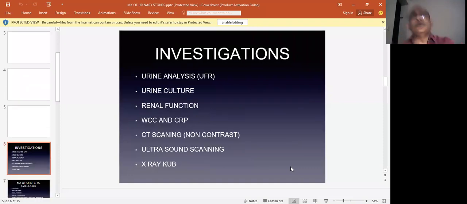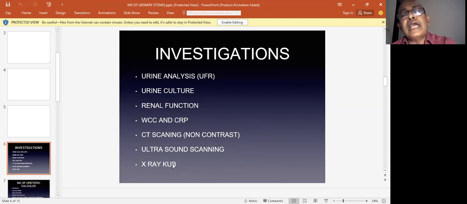When you have a stone, 9 out of 10 times the urine shows some red cells. You don't actually need urine culture if there are no signs of sepsis. It's important that you do a kidney function because, as I told you, we need to know whether this is having any effect on renal function. White cell count and CRP are again indicators of severity of sepsis, so it's not directly important. What's important is the urine, the renal function, and some kind of imaging. Now let's talk a little about that.